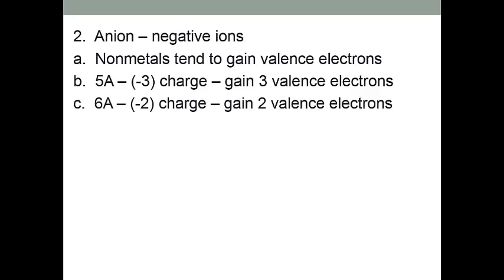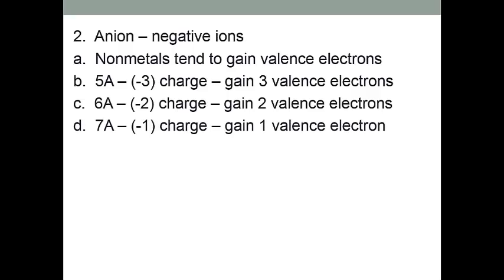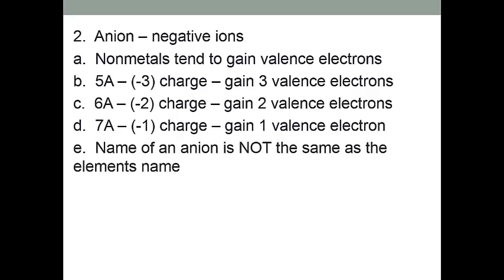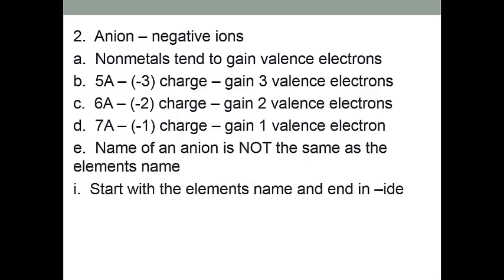The 6A family would form a -2 charge, so that means that they're going to gain 2 valence electrons. Your 7A column family is a -1, which means it gains a valence electron. Now, as far as naming your anions, this is not going to be the same as the element's name. So the cation, same as what it is on the periodic table, but for your anion, it is not. First of all, you're going to start with the element's name, but we're going to take the ending off and add the ending IDE, ide.